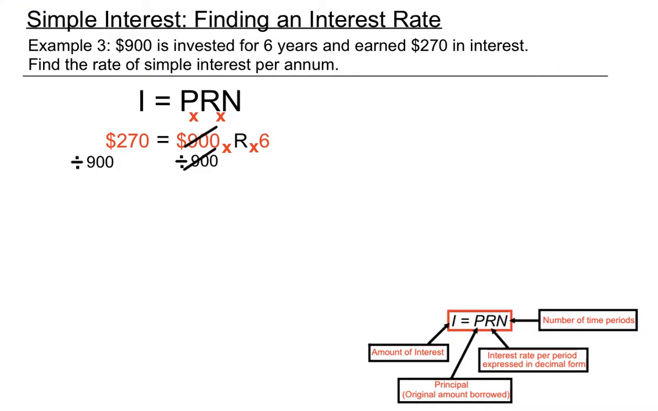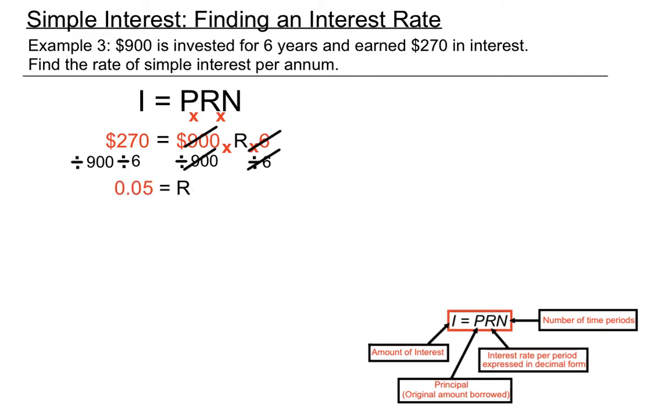Now if we want to move the times by 6 so that r is on its own, what's the opposite of timesing something by 6? Let's divide by 6 on both sides, on the right hand side and the left hand side. On that right hand side, a times 6 and a divide 6 will cancel out, and you can see why I've done that. I want to get that r on its own on that right hand side.